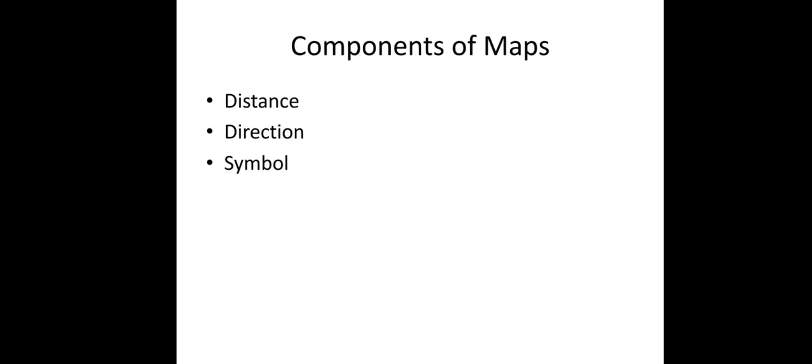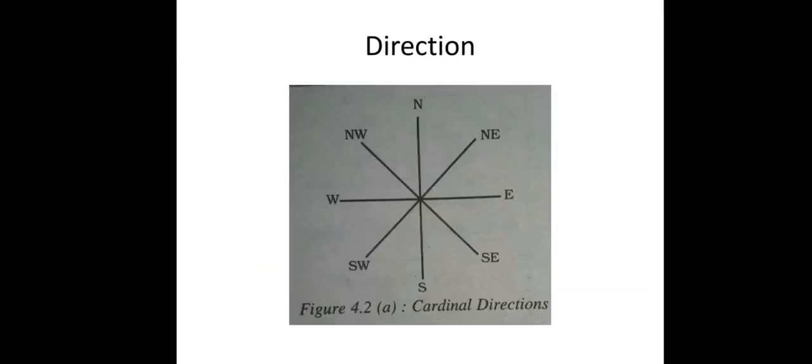So here comes the components of maps. The previous topic was the types of maps, that is physical map, political map and thematic map. Here comes the components of a map. Which are the components used to frame a map? First one, distance. Second is direction. And third one, centimeter.